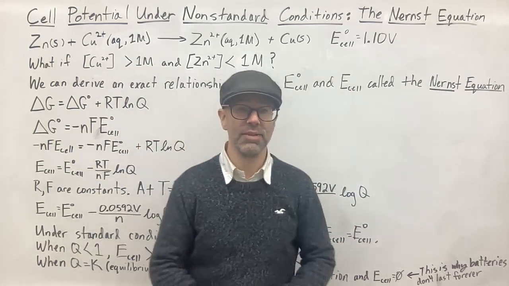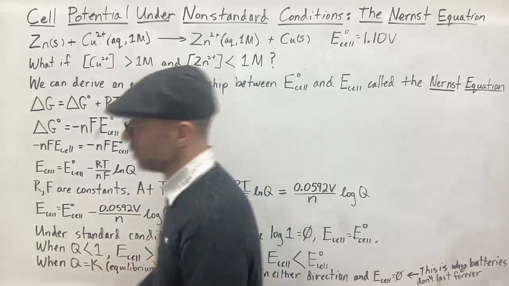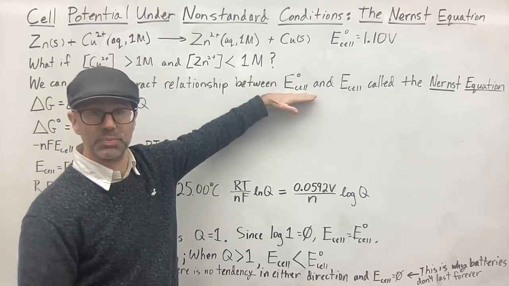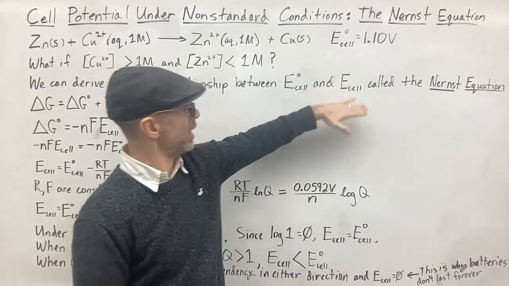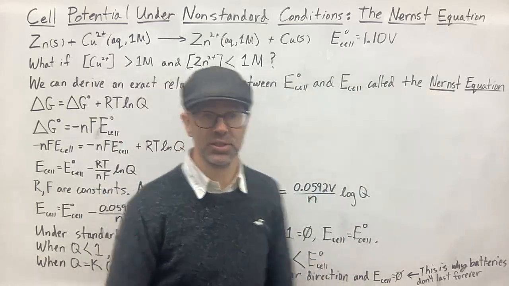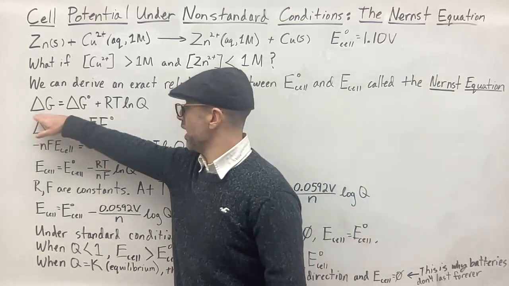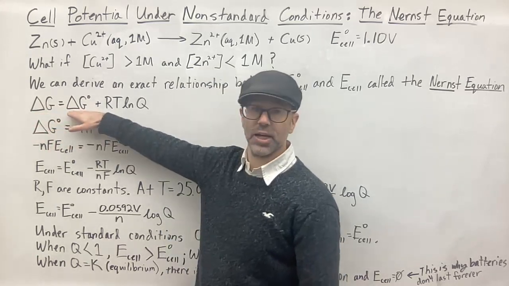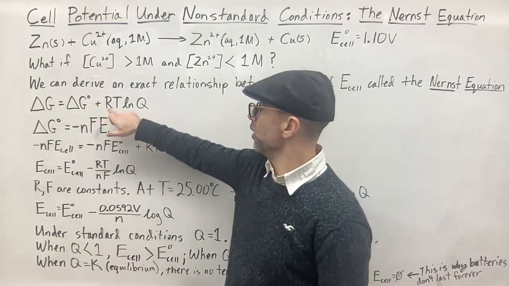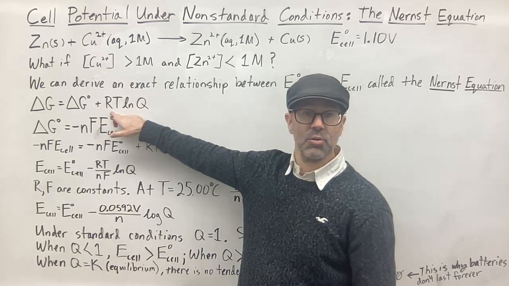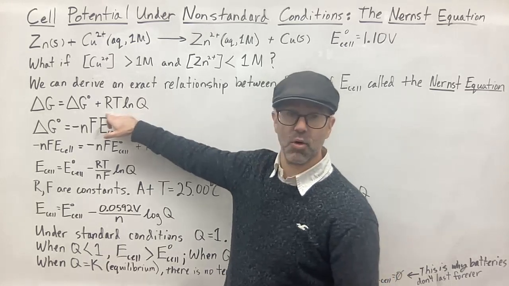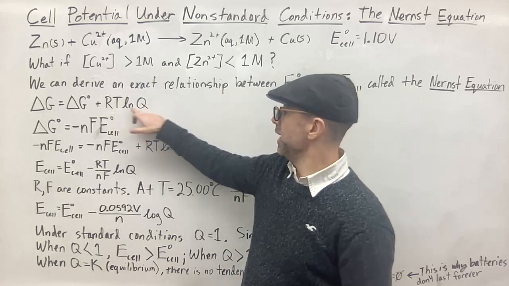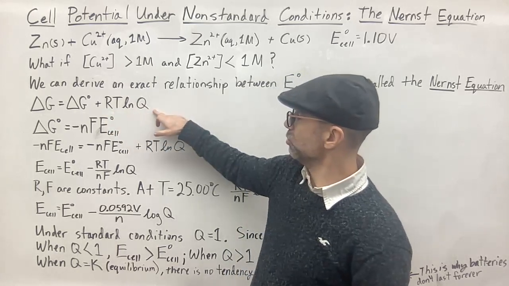So we can actually derive an exact relationship between these two things. We can get an equation between the standard cell potential and the non-standard cell potential, and that is called the Nernst equation. So how do we get the Nernst equation? We know from a previous video that the non-standard free energy change is equal to the standard free energy change plus RT ln of Q, where R is the ideal gas law constant, 8.314 joules per mole Kelvin, multiplied by the temperature in Kelvin, and then the natural log of the reaction quotient.